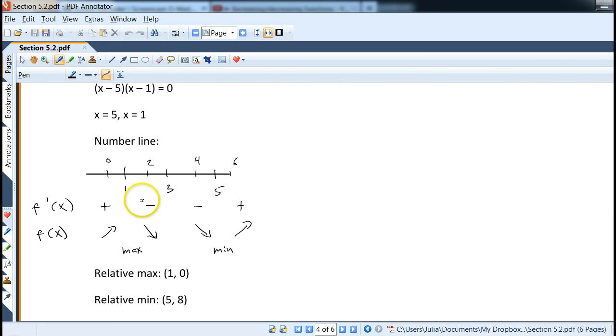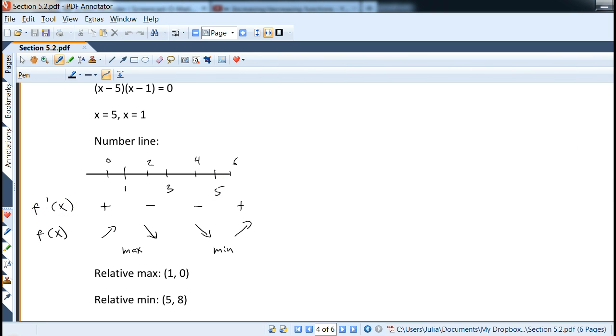So how do we test them? Here I put 1. Recall how we have to put the vertical asymptote, 3, and then 5. And then I picked test points 0, 2, 4, and 6. So we have 4 intervals here. And we plug them into the derivative.